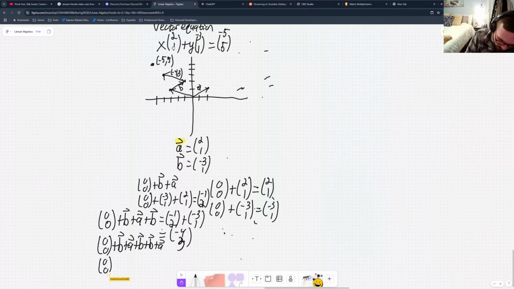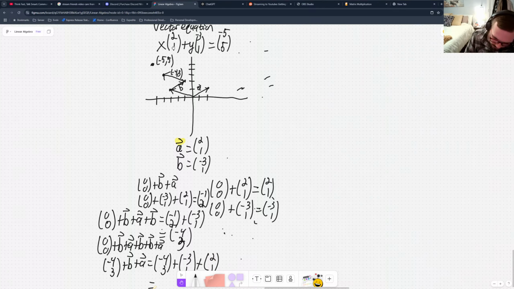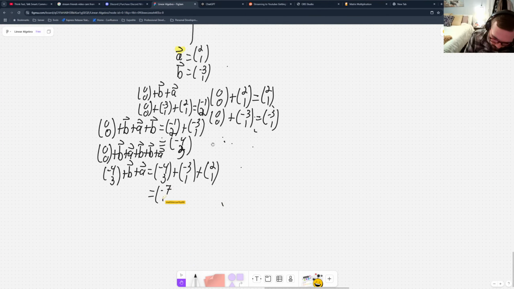Let me get rid of this. We already did a lot of this, so we're going from negative 4, 3, and then we're adding another b, and we're adding another a. So negative 4, 3 plus negative 3, 1 plus 2, 1. This gives us negative 7, 4 plus 2, 1, which is negative 5, 5.